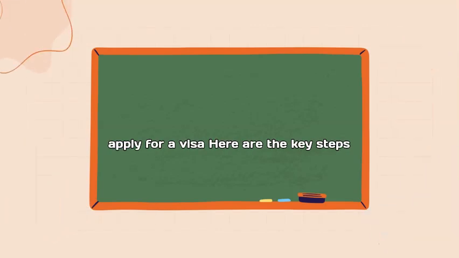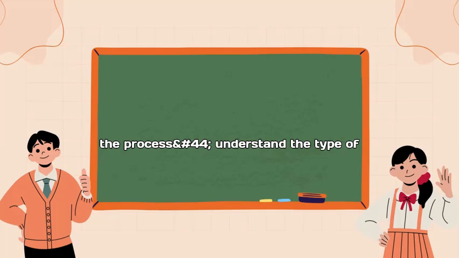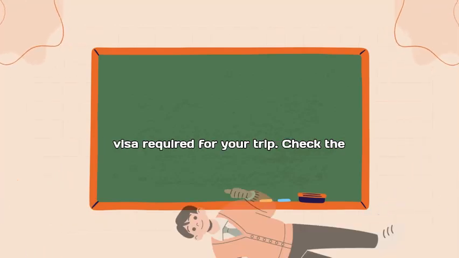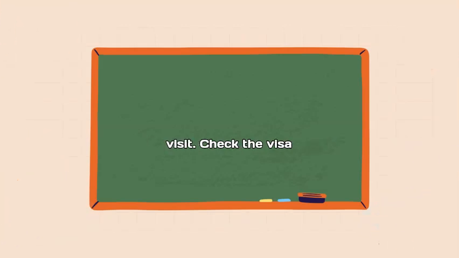How to apply for a visa. Here are the key steps to apply for a visa. 1. Determine the type of visa you need. Before starting the process, understand the type of visa required for your trip. Check the official website of the embassy or consulate of the country you plan to visit.